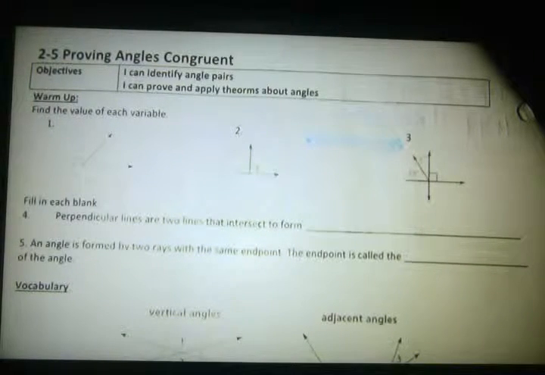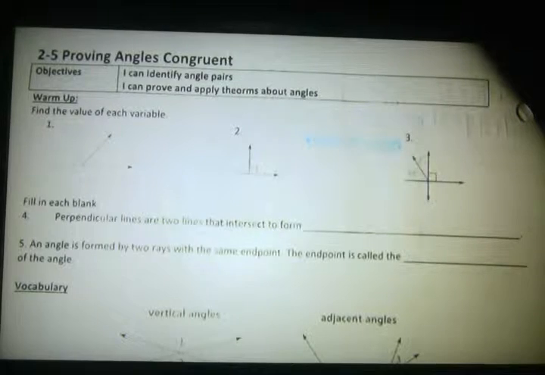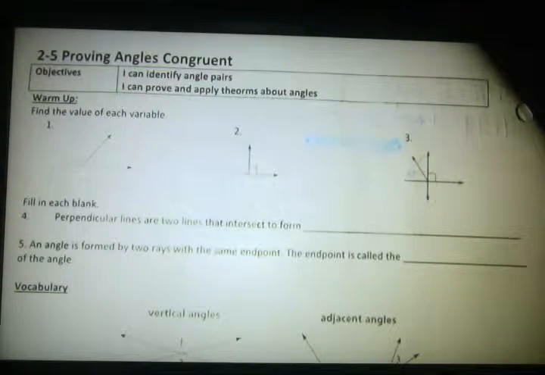Hey, it's Miss Menace. Go ahead and do your warm-up. 1 through 3, find the value of each variable, is what you already know. Then fill in the blank 4 and 5. Okay, go ahead and try that.